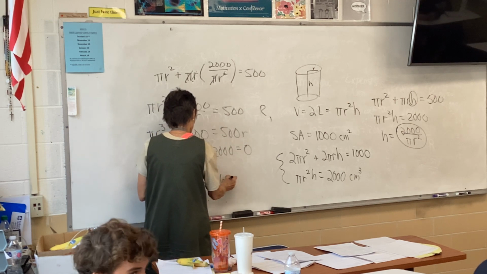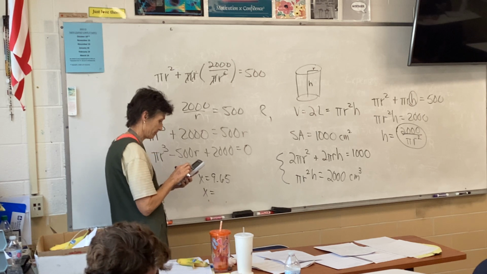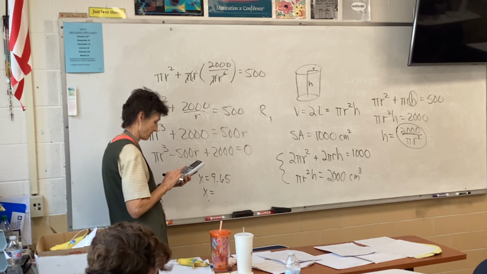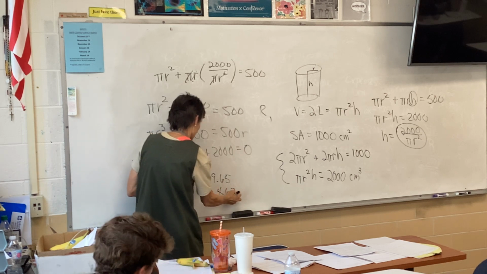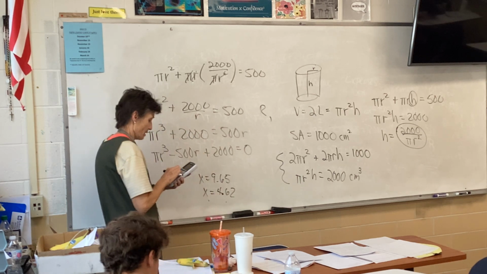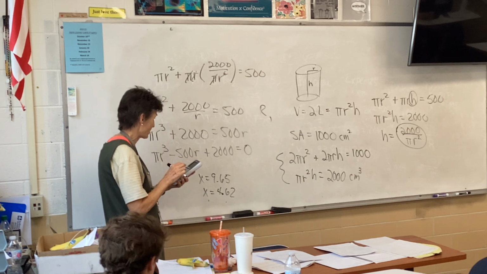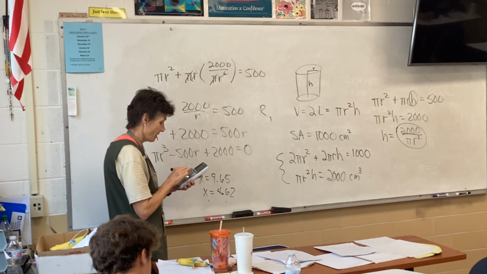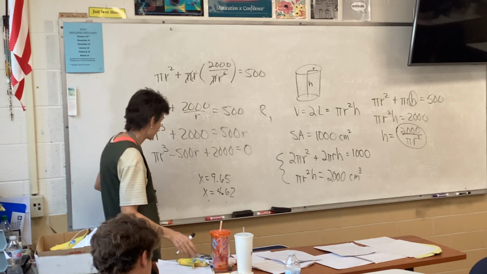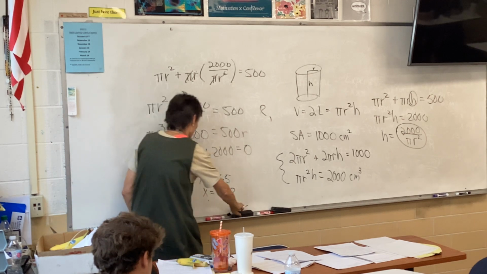Okay, so I got 9.65, is that the one you said? Yeah. And I got 4.62. Yeah, that's the one. There's probably another one, there has to be one on the negative side. I didn't graph that side, but we have to ignore that one anyway because it's negative. So these are actually r values.